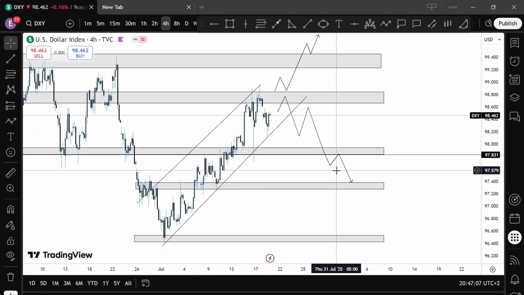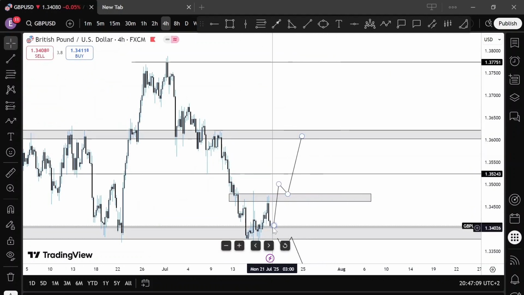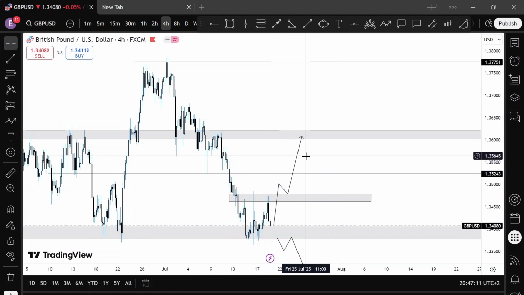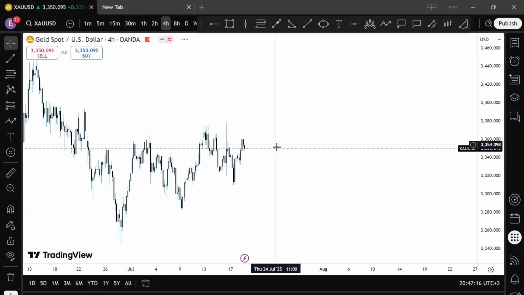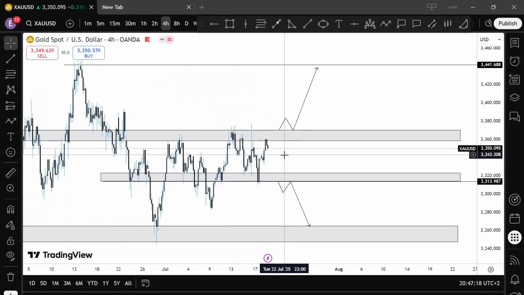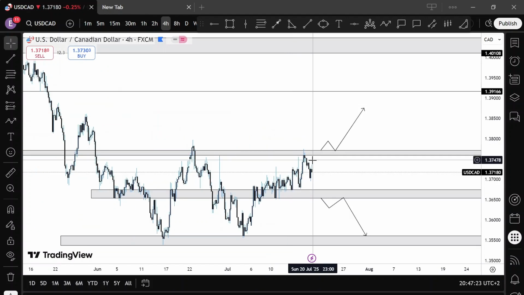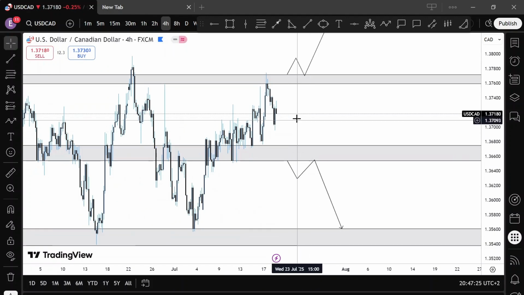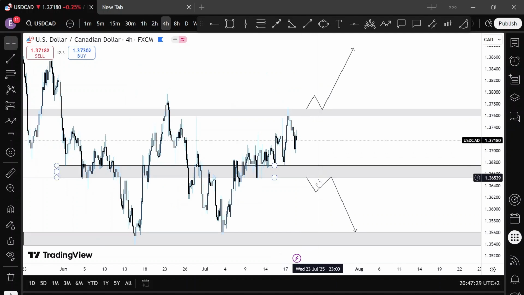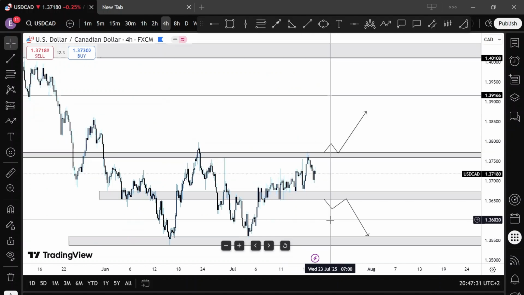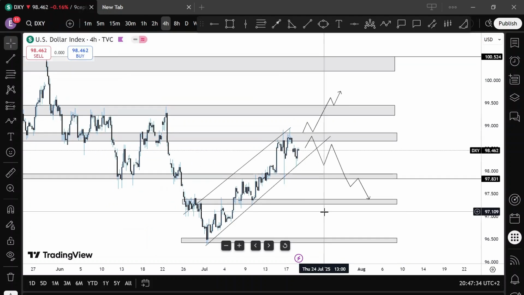If price continues to the downside, then definitely we want to see price continue to the upside here on pound USD, continue to the upside here on Euro USD. I don't know about gold, it's not really flowing with DXY anymore, I'm not really sure. And then obviously DXY and USDCAD will flow the same way, so I would like to see USDCAD continue to the downside here. That being said, that's that for the weekly outlook.